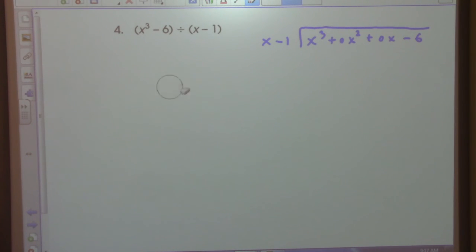So go ahead and work this one out. We'll go over this in a minute too. I might need your help, Ellie. And we may get to synthetic division tomorrow.